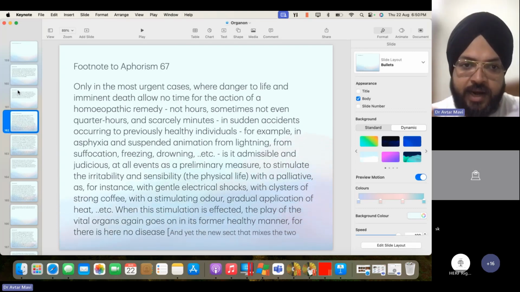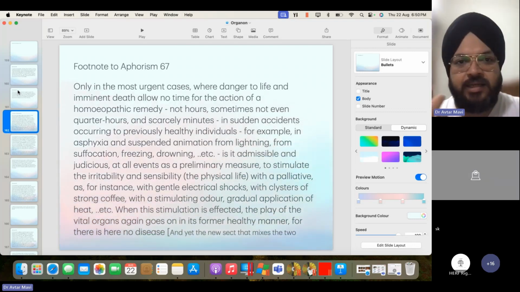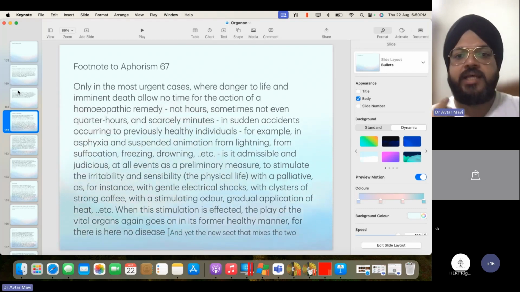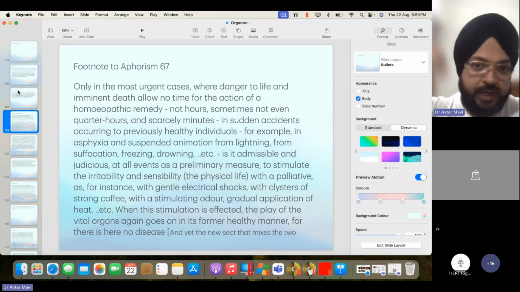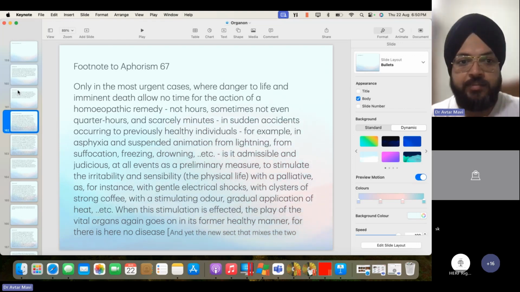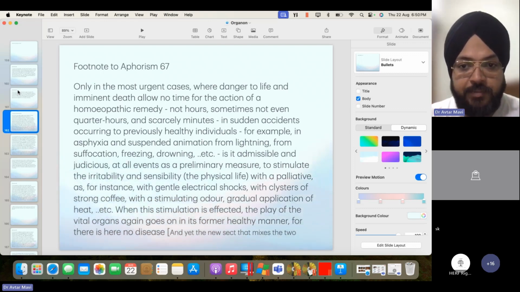But in sudden accidents, where the accidents were very sudden to those people who were previously healthy individuals, they were very healthy, but suddenly some accident happened. For example, in asphyxia, a state of asphyxia and suspended animation from lightning, the lightning struck and the patient got asphyxia and suspended animation, from some kind of suffocation, from freezing, drowning, etc. In these kinds of accidents, it is admissible and judicious at all events as a preliminary measure to stimulate the irritability and sensibility of the physical life with a palliative, as for instance, with gentle electrical shocks, with clusters of strong coffee, with a stimulating odor, gradual application of heat, etc.